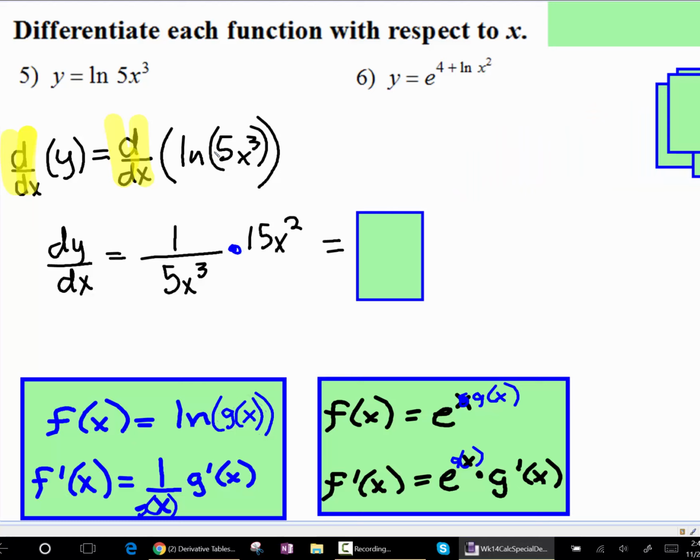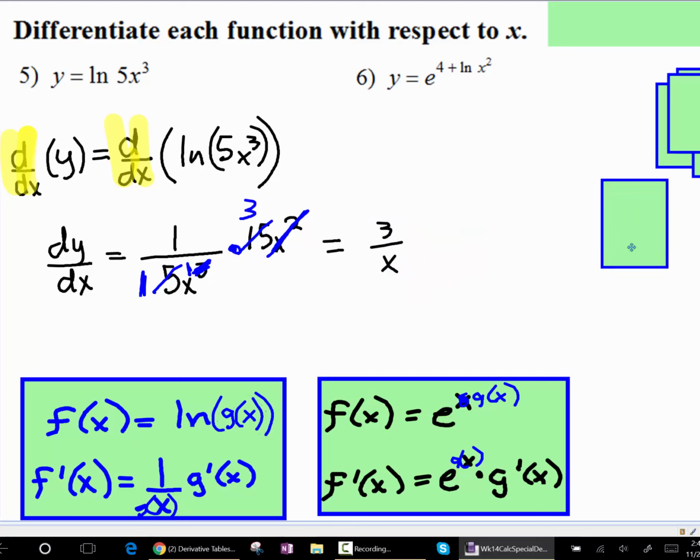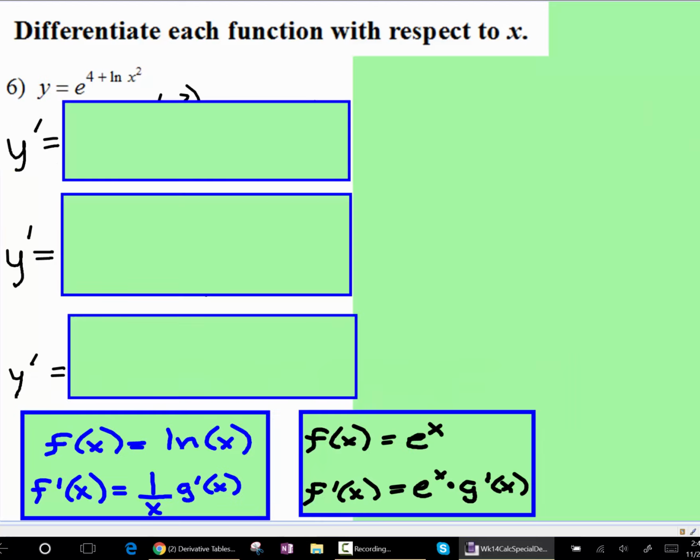So the 3 comes down. 3 times 5 is 15. 3 subtract 1 is 2, so it's 15x squared. And then notice, 15 and 5 have a 5 in common. 5 goes into 5 once. 5 goes into 15 3 times. x squared and x cubed, that goes away. And 2 of those go away, leaving x to the first. So it simplifies to 3 over x. All right, let's go on to the next one, e to the x.